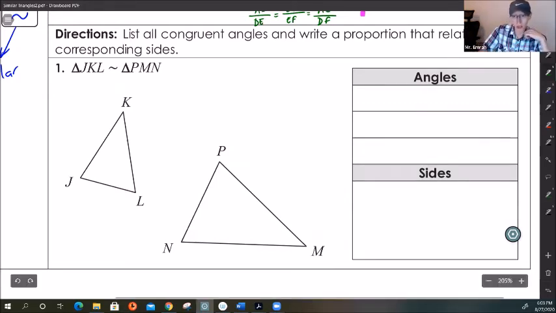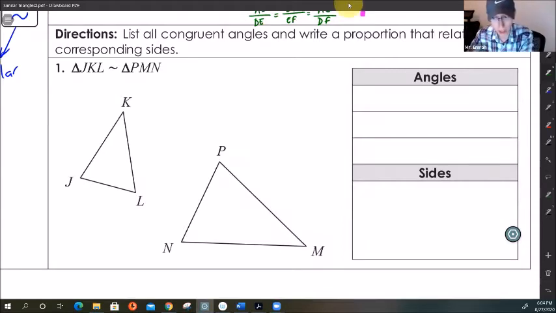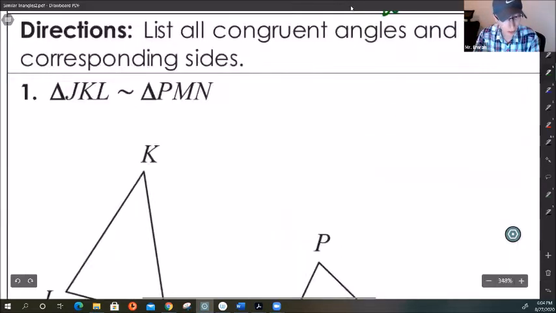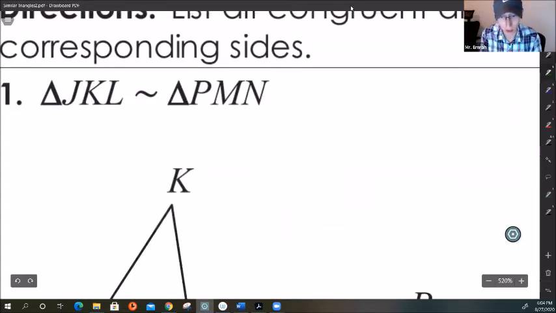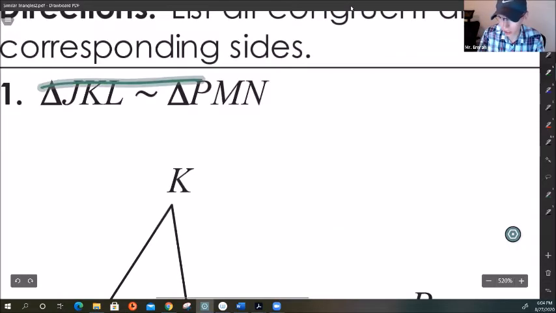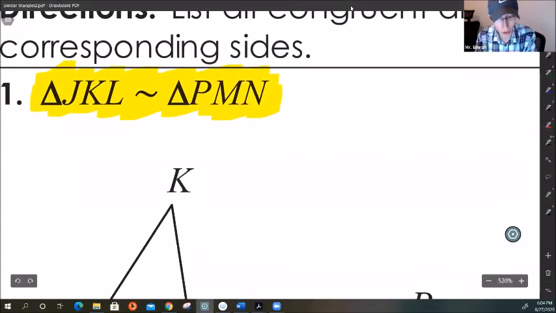Okay, let's list all congruent angles and write the proportion that relates to corresponding sides. Now a similarity is given to me, as you see. So you don't even need to look at the shape. You can just look at this statement and write down all the congruent angles. What angles are congruent to each other? Tell me.